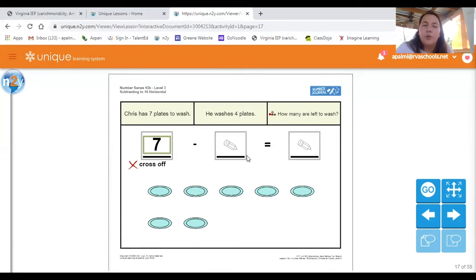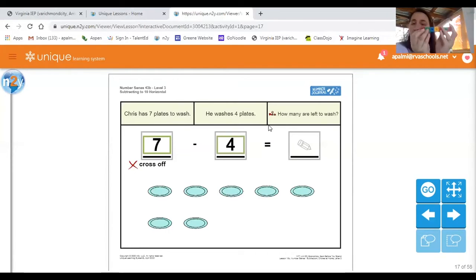Good, you heard the number 4. So I want you with your finger on your keyboard to find the number 4 so you can help me type it in. Beautiful. And now it says how many are left to wash. So what's my keyword in that sentence? What tells me what I need to do? Good, I heard lots of friends saying left. Remember, left means the same thing as take away, okay?